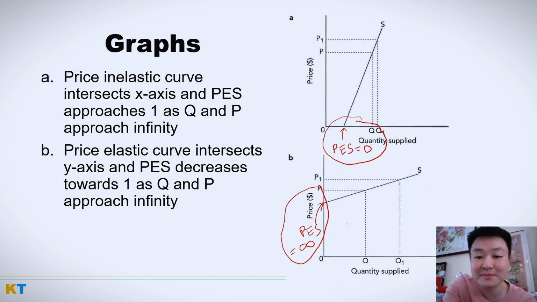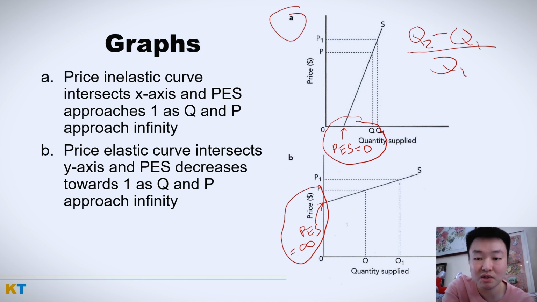So same equation, right? Percentage change in quantity supplied, in our situation, is going to be Q2 minus Q1 divided by Q1. Now, what do we know about that? Well, we know that Q2 is a number, right? We know that Q1 is also a number. And we know that when we divide everything, we'll get a number, okay? Let's call it X. It doesn't matter what the number is.